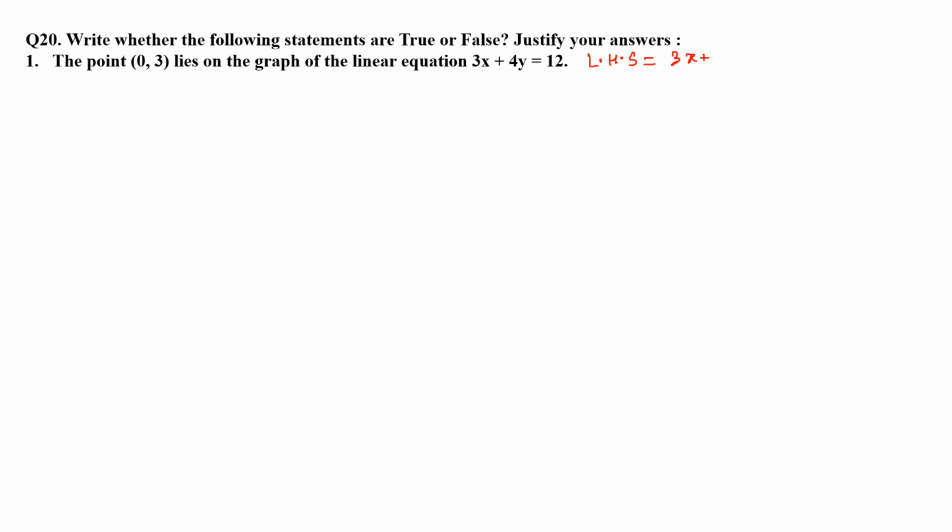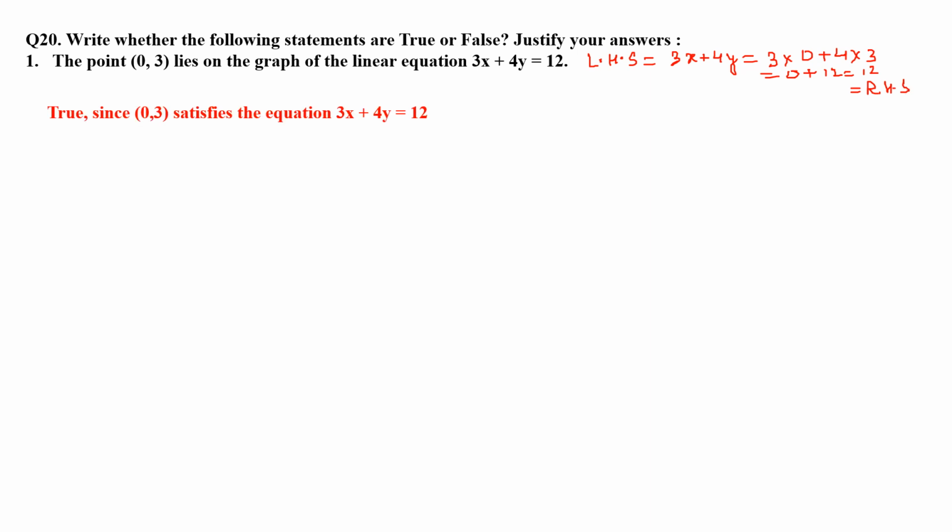So LHS is 3x + 4y. Now substitute the values: 3 into 0 plus 4 into 3. You will get 0 plus 12, which is 12, and it is equal to your RHS. It means it is satisfying, so the point will lie on the graph. So this is true because it satisfies the equation.